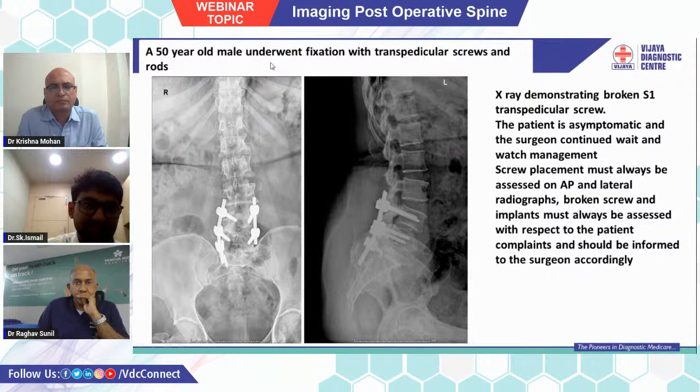And this is also a posterior lumbar fixation case. Here we can see that the right S1 transpedicular screw is fractured. In cases of multi-level fixation, if there is implant failure or implant fracture at one level, it is better to inform the surgeon, because most of the time if there are multiple fixations, failure at one point will not have much impact, and it will not be a case for re-exploration. As the patient was asymptomatic, the surgeon just continued wait and watch management.